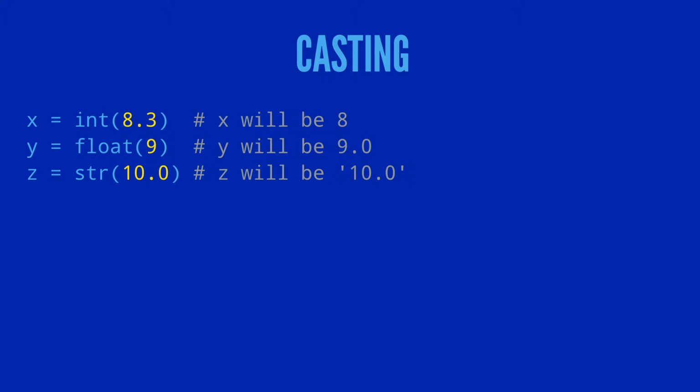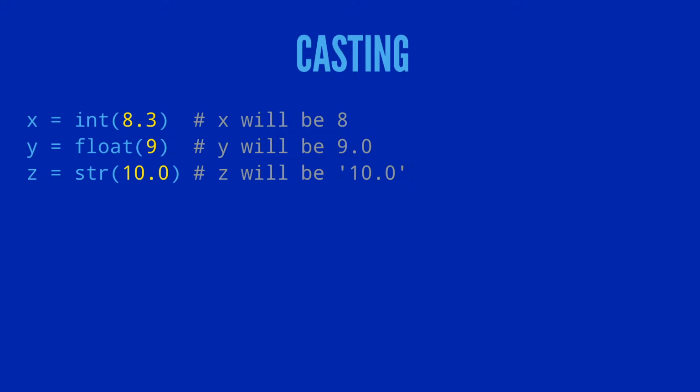So on the examples here, we have the ability to cast to an int, a float, and a string. That takes whatever value you put within the brackets and converts it into either an integer, a float, or a string, depending on which one you use there. So if you cast to an integer and you're using a float, it will just remove anything after the decimal point.